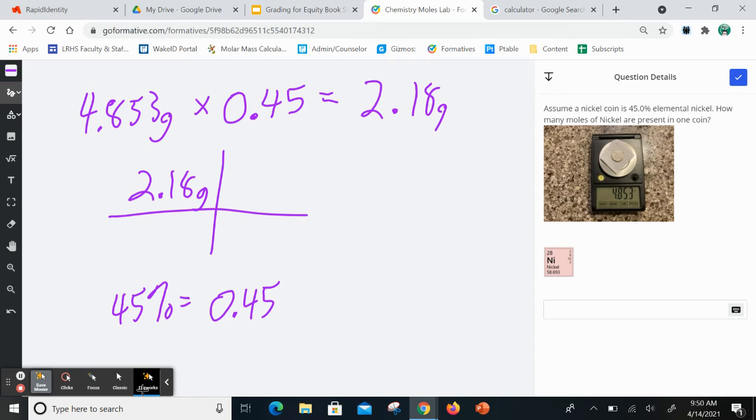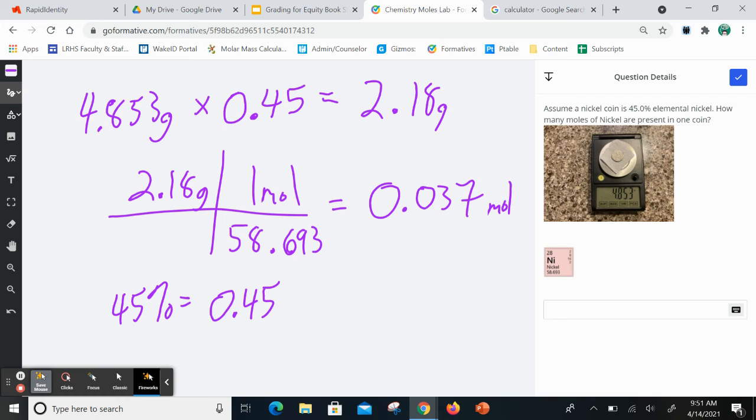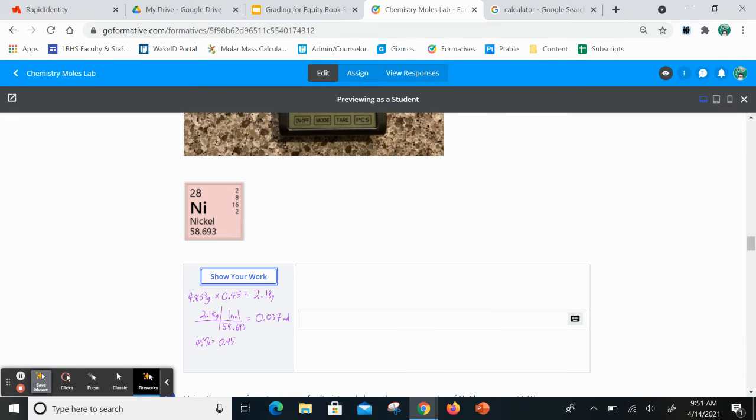58.693. So you divide this by 58.693, and that's for 1 mole. So 2.18 divided by 58.693 is 0.037. So the answer is there's 0.037 moles of nickel in 1 nickel.